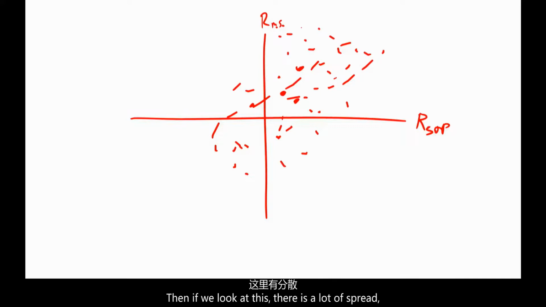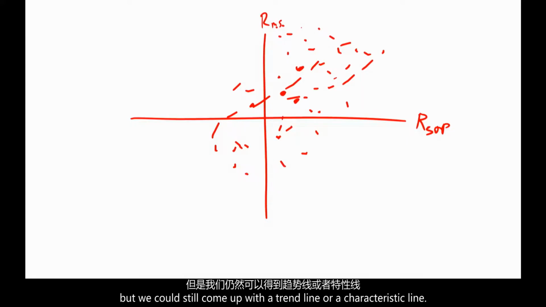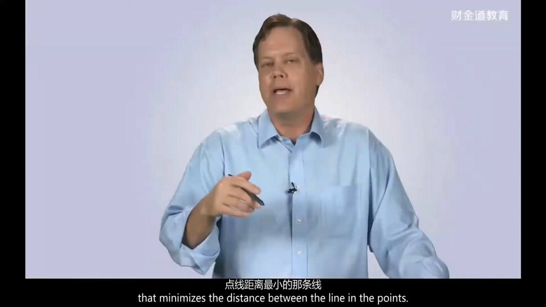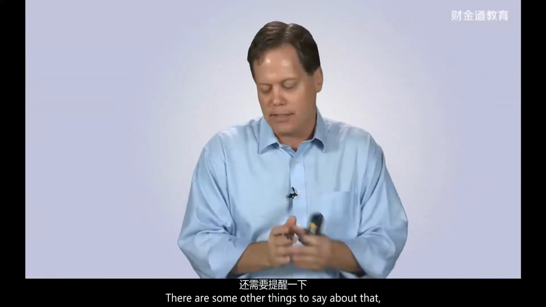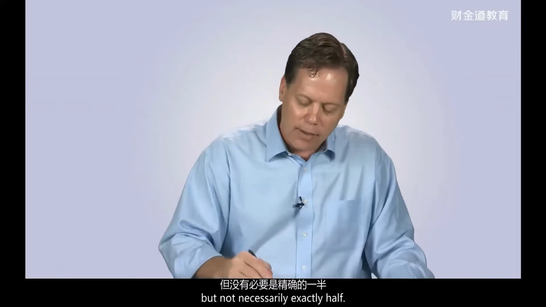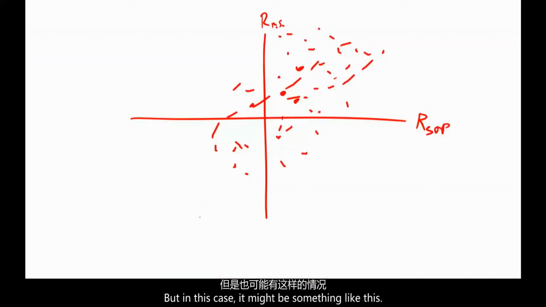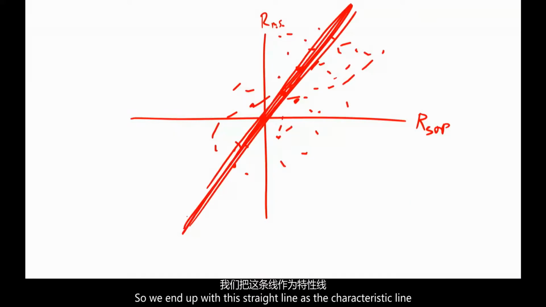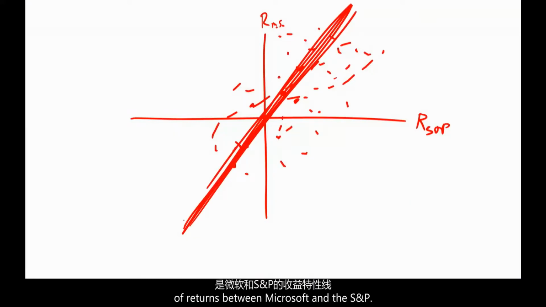Then if we look at this, there's a lot of spread, but we could still come up with a trend line or a characteristic line, and the characteristic line is going to be the line that minimizes the distance between the line and the points. There's some other things to say about that, and it's about half the points above and half the points below, but not necessarily exactly half. In this case, it might be something like this, right? So we end up with this straight line as the characteristic line of returns between Microsoft and the S&P.